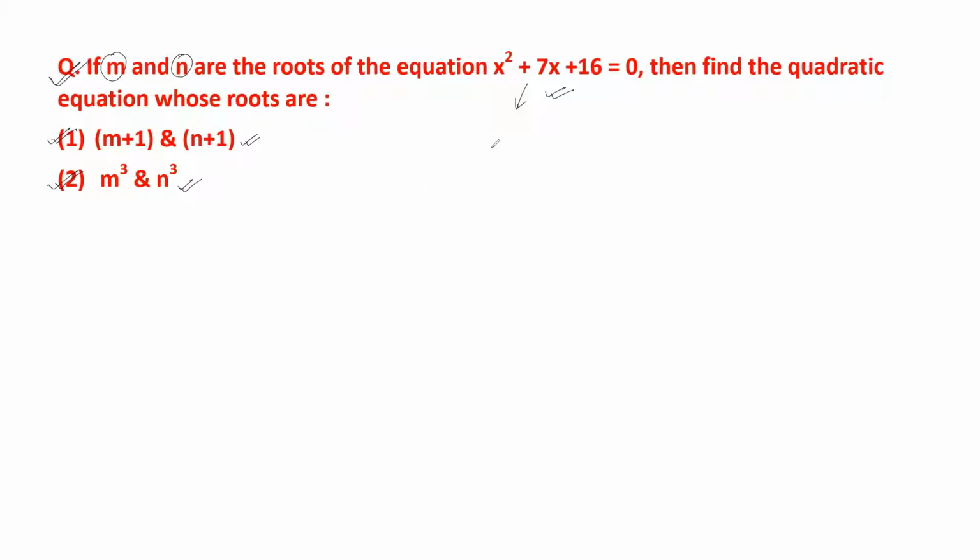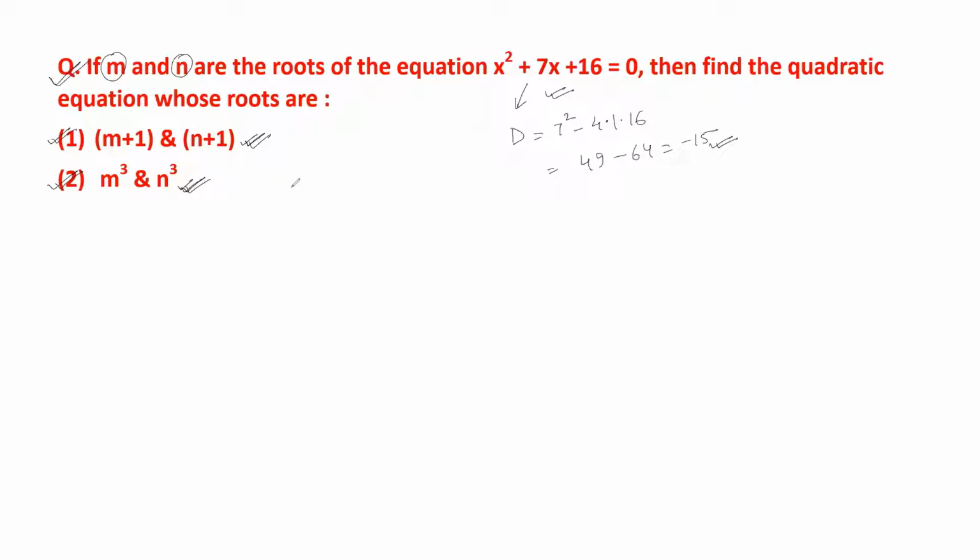But if you observe carefully, for this quadratic equation, discriminant D would be simply b square minus 4ac, that is 7 square minus 4 into 1 into 16, which would be 49 minus 64, so that would be minus 15. Since the discriminant here is negative, we'll be getting imaginary roots. So if we find the imaginary roots, we'll get the values of m and n, and then we need to find m plus 1 and n plus 1 for the first one, and m cube and n cube for the second one.